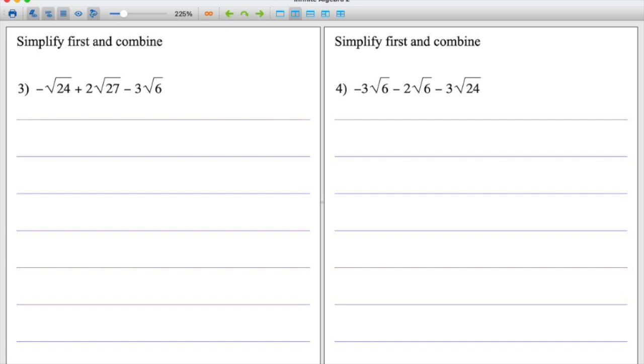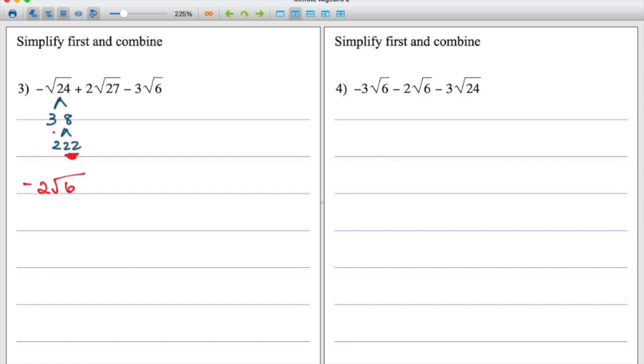Let's do number 3 and 4. Now, we're going to have to simplify first. I want you to notice the instructions up there say that we need to simplify first and then combine. So we're going to have to do some factor trees here. 24 is 6, I'm going to do 3 and 8, and 8 is 2, 2, and 2. Remember, we're taking out the doubles. Take out the doubles and keep these leftovers here. So I already have a negative out front, so I'm going to have negative 2 comes out as a single, and these become 6 on the inside.